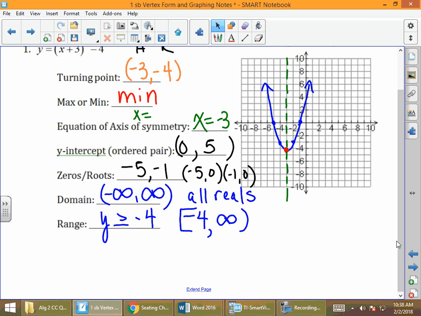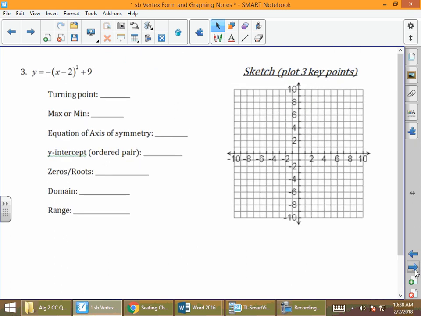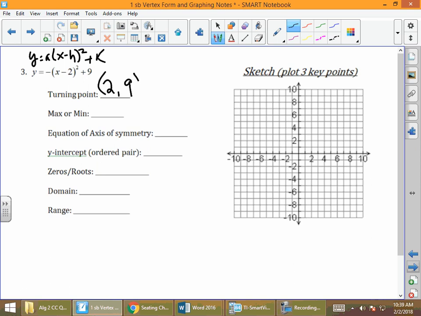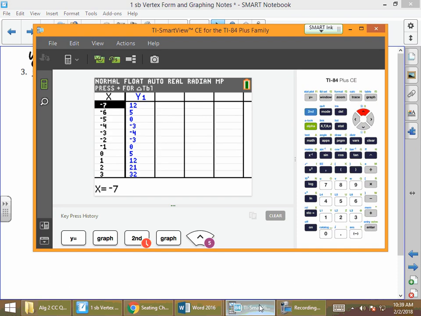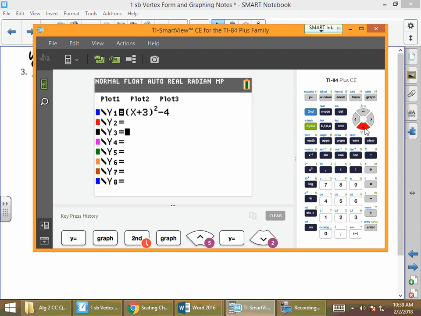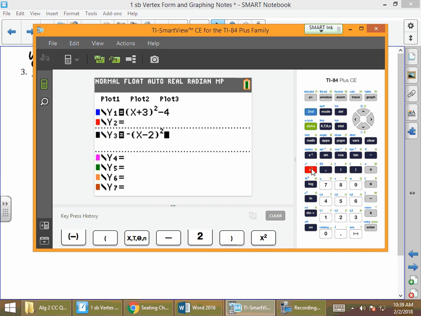Let's jump down to number 3. And once again, what you may like to do is y equals a times (x minus h) squared plus k. Because the first thing that we need to identify is what is the turning point in this graph. Well, this time it's x minus h in our formula, and it's x minus 2 here. So it's going to be 2, 9. The beauty of this is, if you don't know that, but you have a graphing calculator, you can figure it out. Because we can then go to our calculator and we can type this in. So y equals negative (x minus 2) squared plus 9.